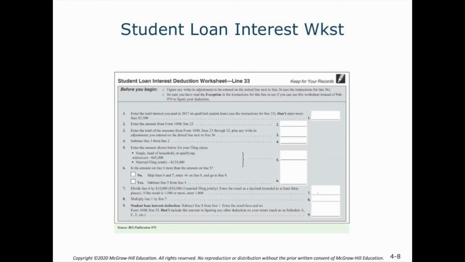This is the student loan interest worksheet in which we'll work through it. We would not be submitting this with our 1040. It's going to be for our records, but will help us in that calculation for what we do submit on the Form 1040.